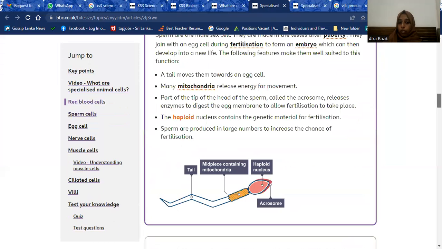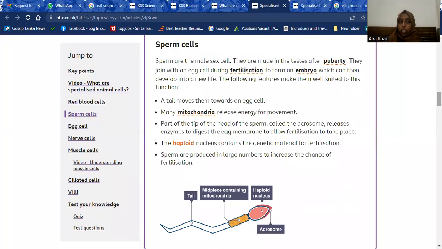The next one, the sperm cell. You can say it has a head and a tail. Then many mitochondria are present. Why are mitochondria present? To give more energy, right? Then at the tip of the sperm, you have the acrosome, which contains an enzyme which digests the egg membrane. And next, sperms are produced in large numbers, right? So those are the special features in the cell structures.